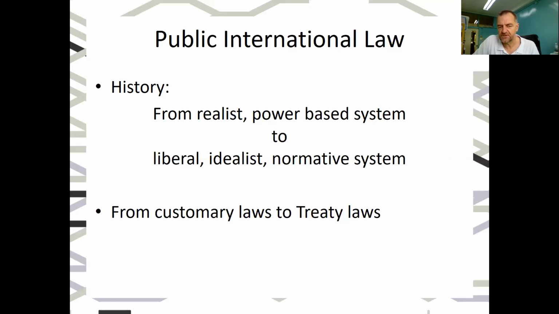Okay, so we see in history this has changed from being very realist and power-based to being much more idealist and based on values.